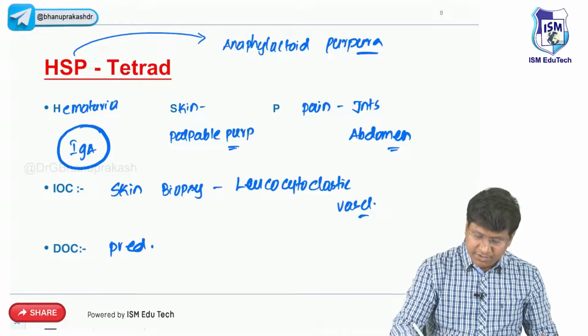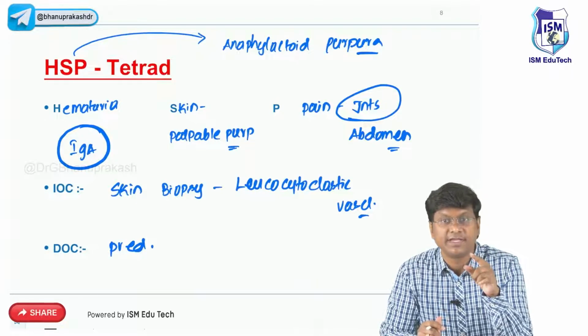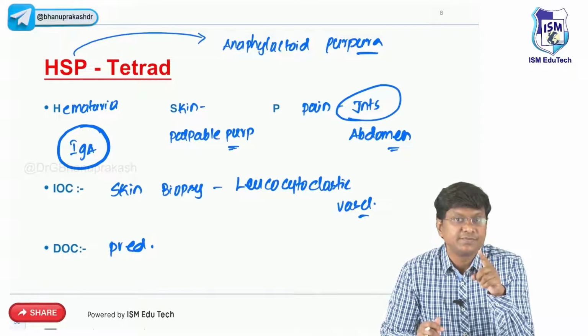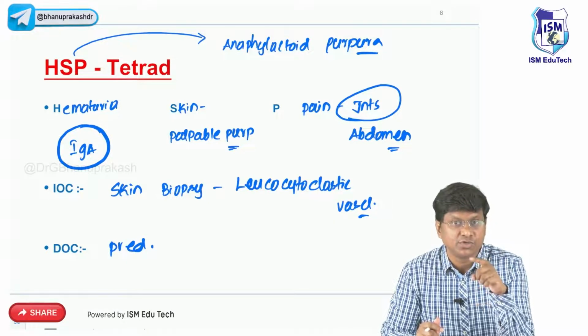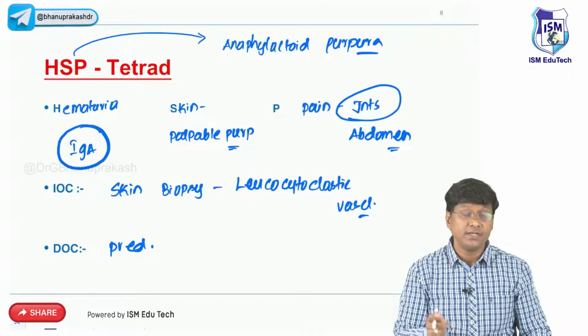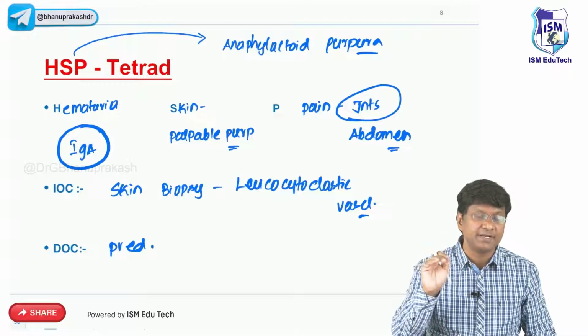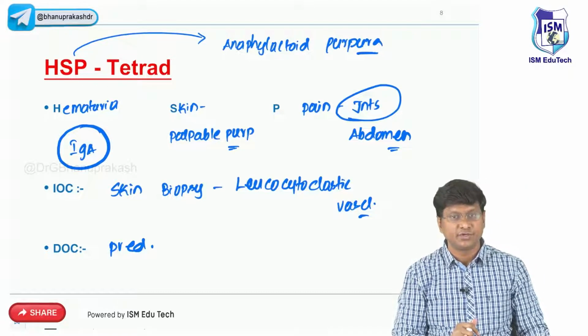Now whenever you are talking about the pain within the joints, let me tell you which particular joints are commonly affected here. So it is mainly the joints of the lower limbs, right? The large joints of the lower limbs are commonly affected in case of Henoch-Schonlein purpura, right? Whereas in case of rheumatoid arthritis, it is the small joints of the upper limbs which are commonly affected.